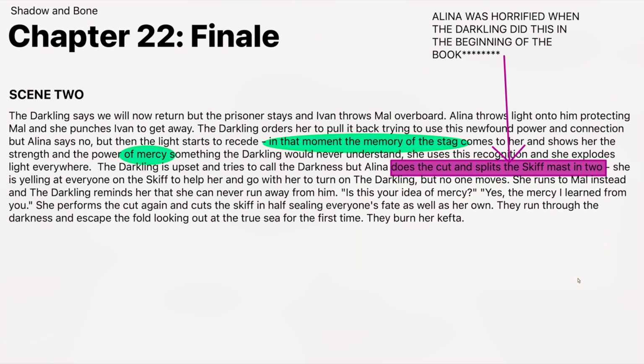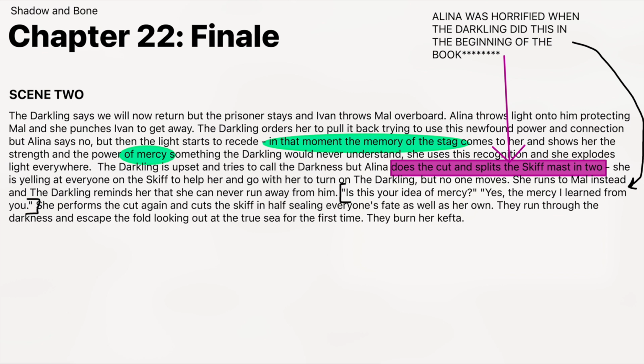She's yelling at everyone on the skiff to help her and go with her to turn on the Darkling, but no one moves. She runs to Mal instead, and the Darkling reminds her that she can never run away from him. And the Darkling is trying to get her to stop, and this is also important and will play into this right here. He says, "Is this your idea of mercy?" And she said, "Yes, the mercy I learned from you."